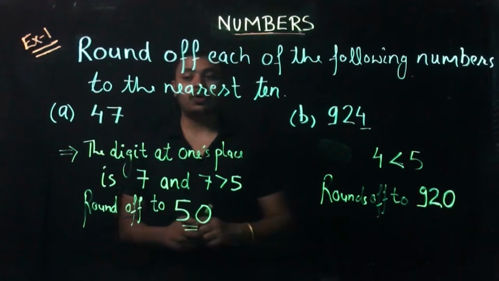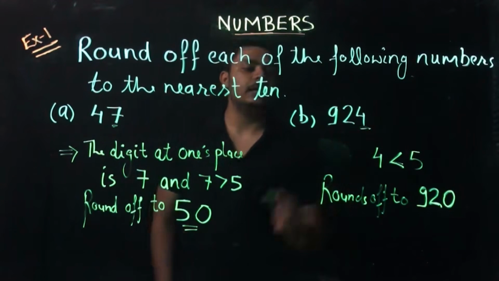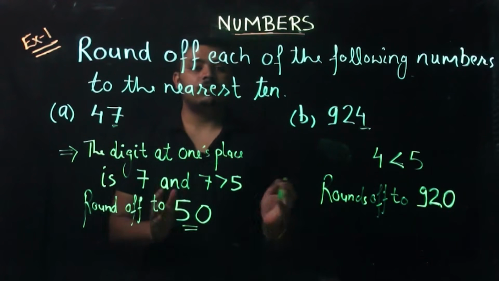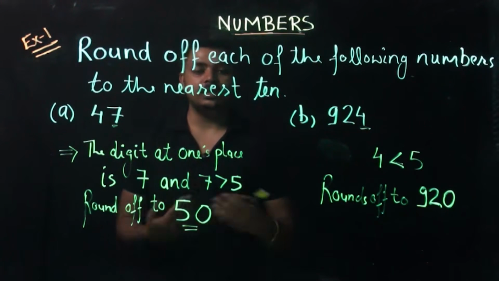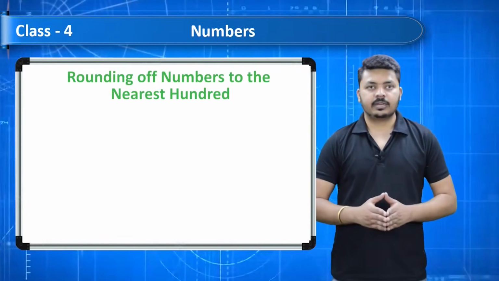So I hope you have understood how to round off a number to the nearest 10. What we need to look for is the number at ones place, like in the two examples A and B. So you have understood how to round off the number to the nearest 10. Now take a look at our next example: rounding off numbers to the nearest 100.